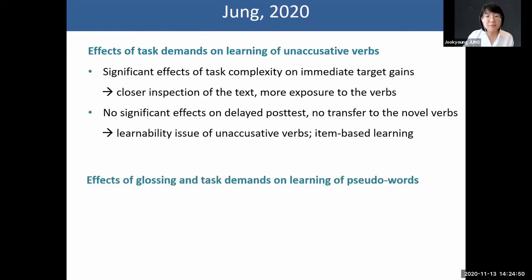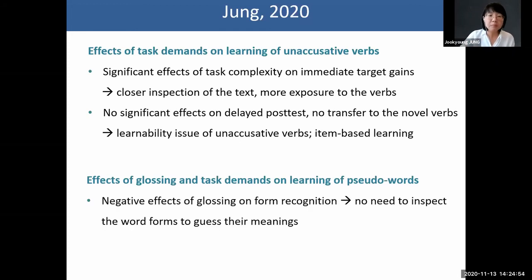And when it comes to the effect of glossing and task demands on learning of the pseudo words, negative effects were found for the form recognition. That is, again, when they were reading the glossed version, they were less likely to notice and recognize the form of the target pseudo words. Perhaps it is because when the target pseudo words were glossed in the text margin, they might have felt less need to inspect the word form to guess their meaning.